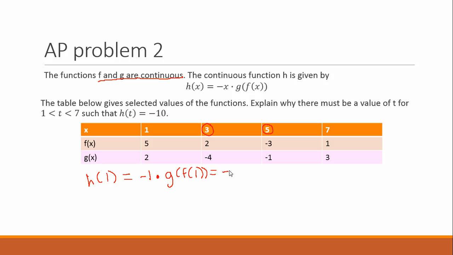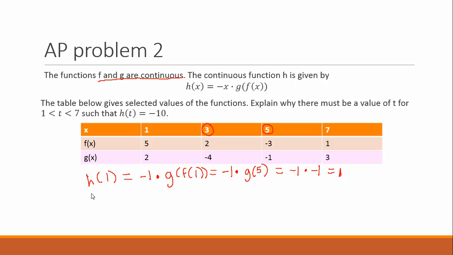This is equal to negative 1 times g of, well, let's find out what f of 1 is. We simply look where x equals 1, we go down, f of 1 is 5. Now we need to find out what g of 5 is. Here's 5, and we're going for g this time, so we go down 2. That's negative 1. So we have negative 1 times negative 1. The two negatives make a positive, so h of 1 is simply equal to 1.